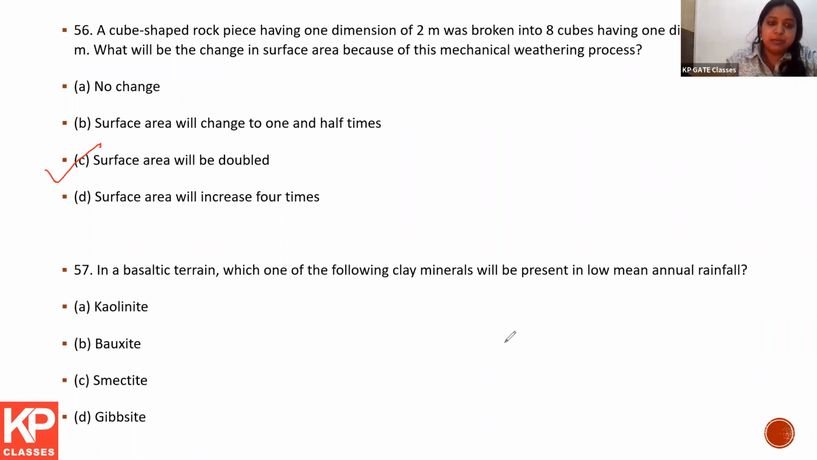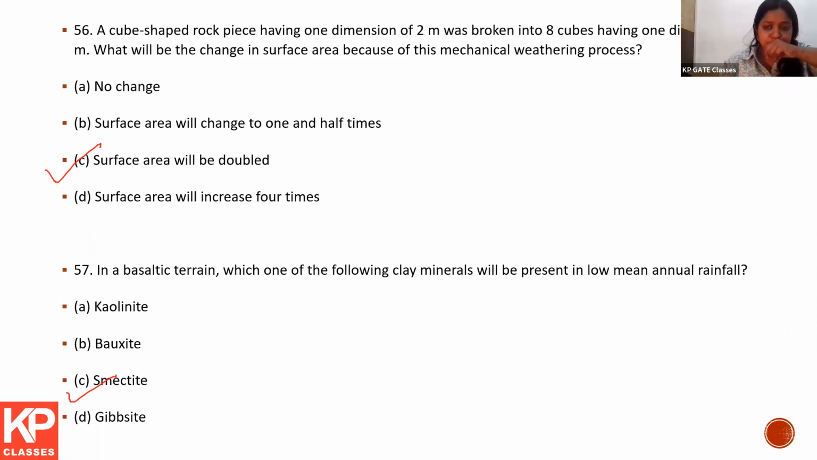Now the next one is, in a basaltic terrain, which one of the following clay minerals will be present in low mean annual rainfall? So here you should know that when basalt undergoes chemical weathering, which particular clay mineral forms? So we know smectite is the answer. Kaolinite is more felsic, which is associated with feldspar weathering. Bauxite and gibbsite are not the answer. Smectite is the right answer.